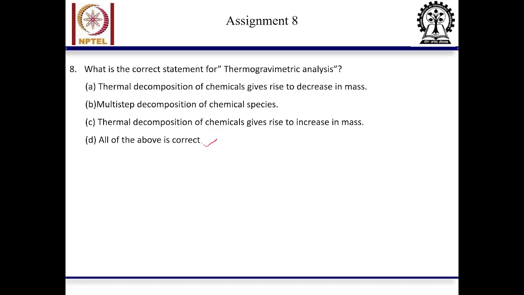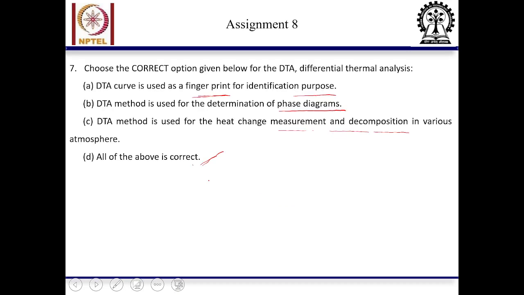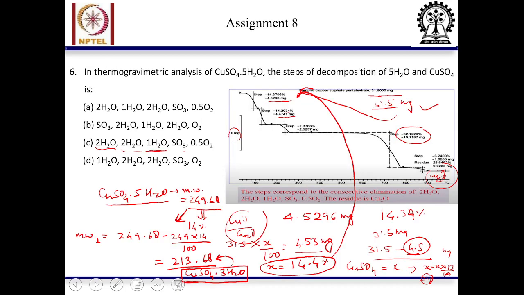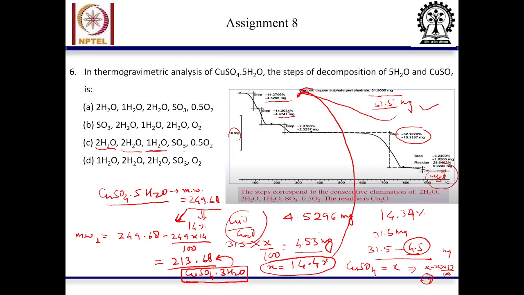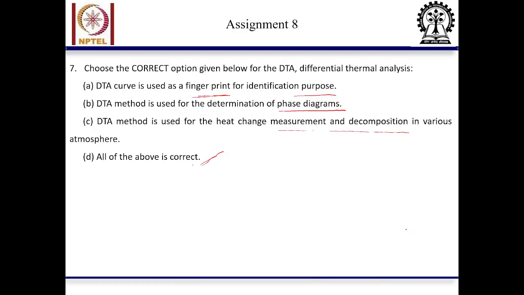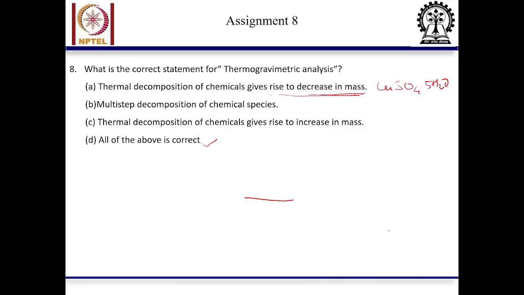So we have seen the thermal decomposition of chemicals which gives rise to decrease in the mass. Here we can take the copper sulfate pentahydrate example which I have already given. Here I have told you all the processes happening in the decomposition of copper sulfate pentahydrate, and we can find out what is the percentage change in mass, what are the species forming, what is the end product, whether that is the real product or not. So these things we can find out. This gives rise to the decrease in mass.